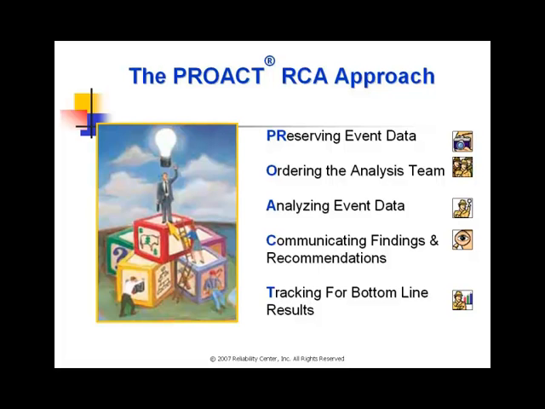Preserving event data. What are the first things that detectives do at the crime scene? They rope off the area and they preserve the event data. Then we have to order the analysis team.